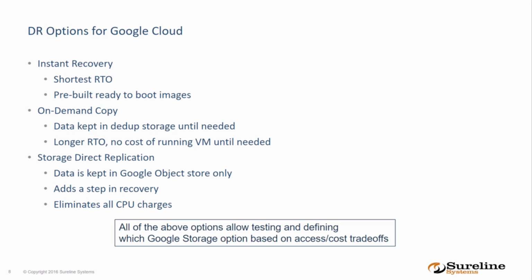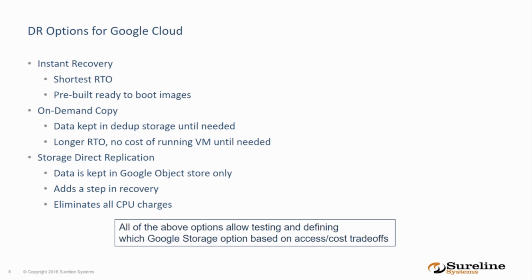The next is an on-demand copy. So in this case, our client is continually updating the data store in the cloud with the latest information. So the data is kept in the dedupe storage until it's needed. Therefore, I'm not having virtual machines running on a regular basis for my applications. Clearly, I do when I want to test, but other than that, I'm using very little CPU. There is a longer recovery time objective for that because I have to rehydrate that data into the virtual machine to be up and running.